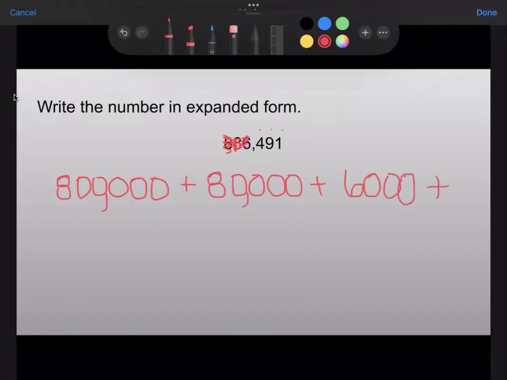Now I'm going to have to go down to the next line. My next number is a 4, and it's followed by 2 digits after that. So 2 zeros. Cross that off. Put a plus. My next number is 9, and it's followed by 1 digit. So I'll put 1 0 here. Cross that off. Put a plus. And my last digit has no digits after it. So I'm just going to put that number there, followed by no zeros. So this number written in expanded form would be 800,000 plus 80,000 plus 6,000 plus 400 plus 90 plus 1.